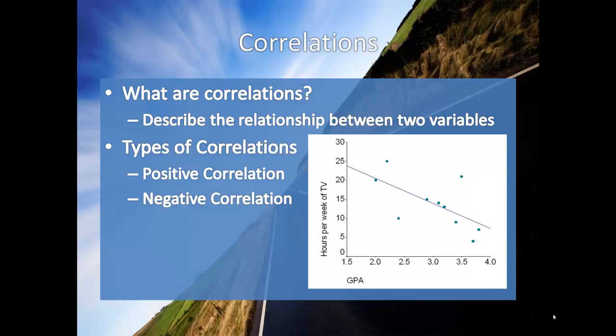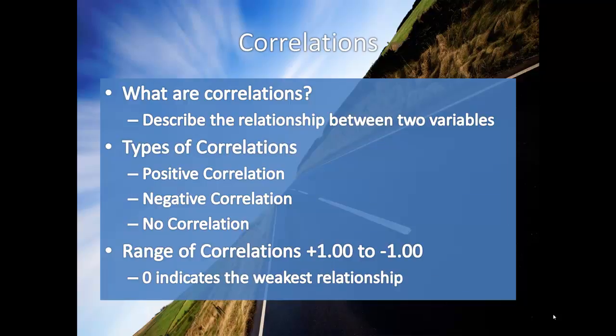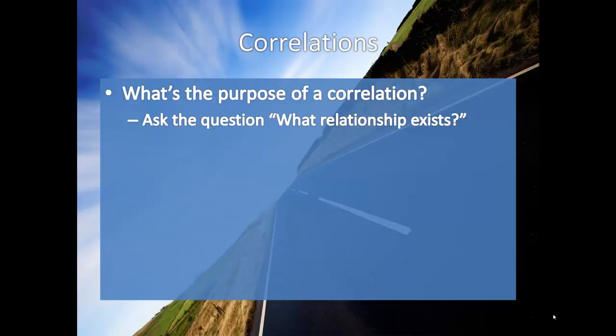The second type of correlation are negative correlations. What this means is that as one of the numbers increases, the other goes down. So in this example, it's suggesting that as students watch more hours of television each week, their GPA decreases. Correlations range from +1 to -1, with 0 representing the weakest relationship, essentially saying that there is no predictable linear relationship between the 2 variables.